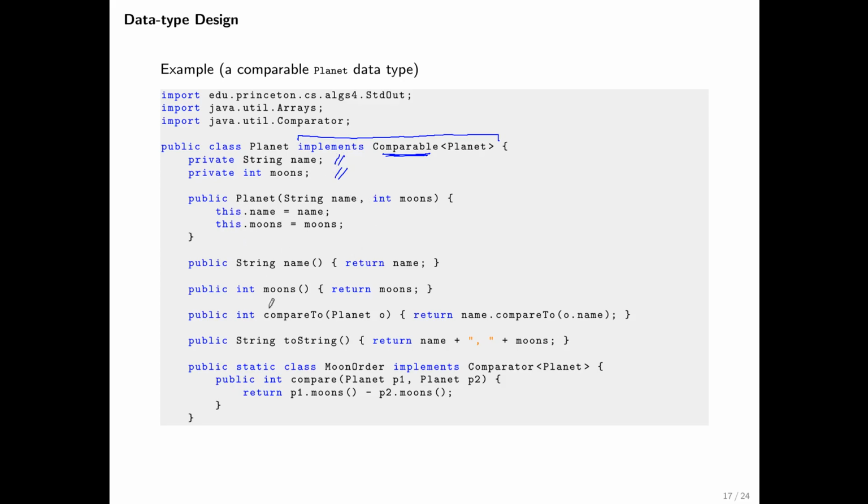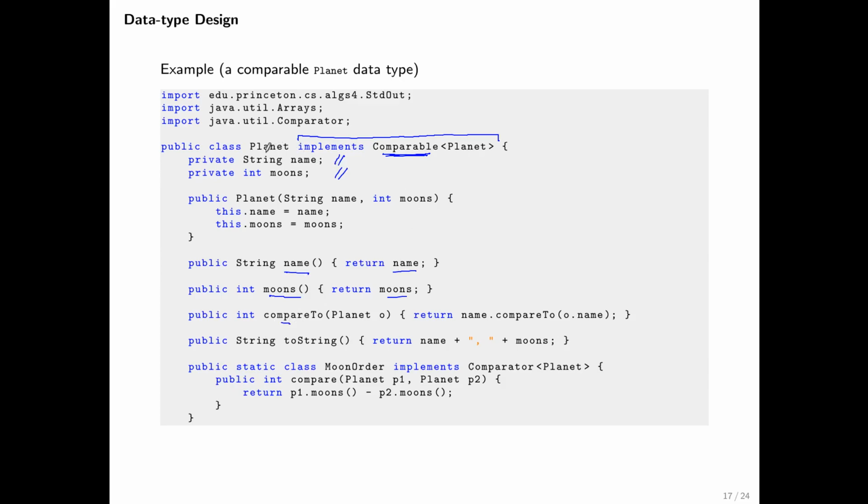Okay, so that's the constructor. Then we have a getter method called name, which simply returns the name of the planet. So that's an instance method. We have the moons method that simply returns the number of moons. So that's another getter that returns the number of moons. And then comes the compareTo method.